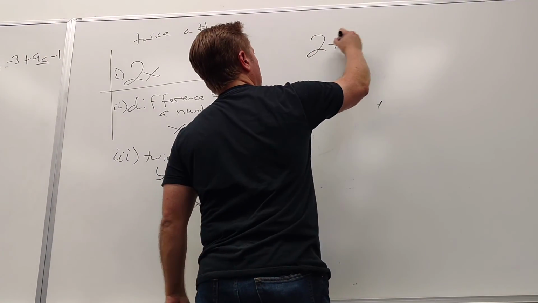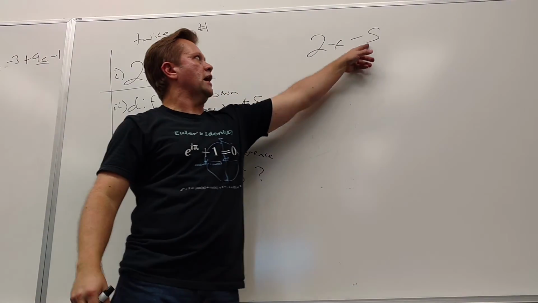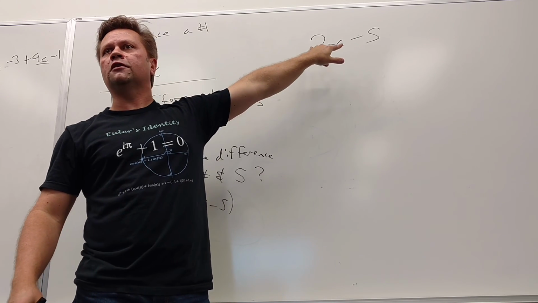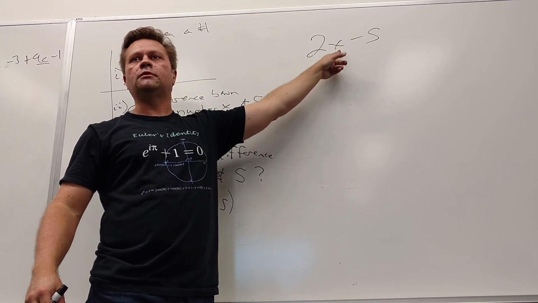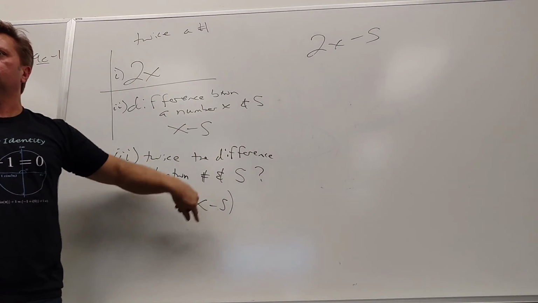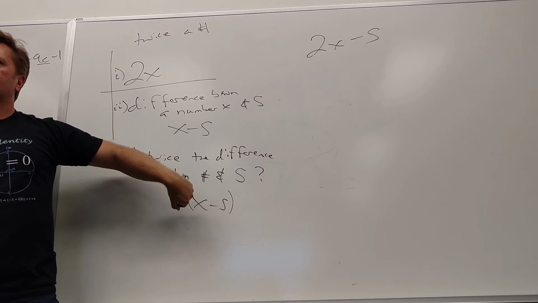So how would I say this? How do you say this? That is 5 less than twice the number. This is not twice the difference. What am I doubling in this statement? What am I doubling? X. I'm not doubling the difference. Do you see the difference between those?